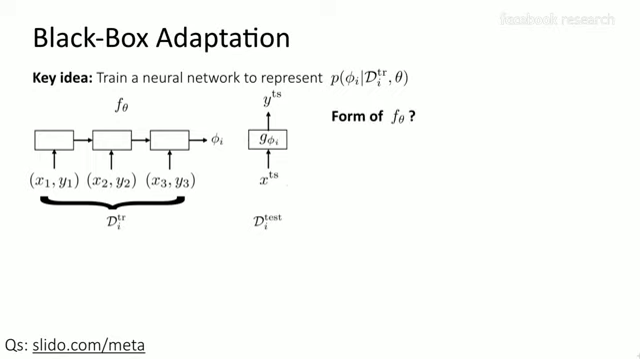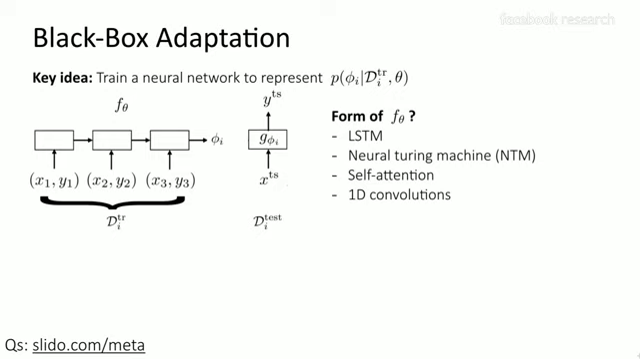Now, how to actually represent the form of f theta? The form that I have written here is a recurrent neural network. You could use something like an LSTM. You could also use another memory augmented neural network, like a neural Turing machine, which has been done in past work. You could also use something like self-attention or 1D convolutions, or even really just a feed-forward network that then averages in some embedding space. The key thing is that you want these networks to be able to take in sets of data points, and oftentimes you want it to be able to take in variable numbers of data points. And so that's why we'll be using these types of architectures that have the capability to take in sets and variable numbers of data points.